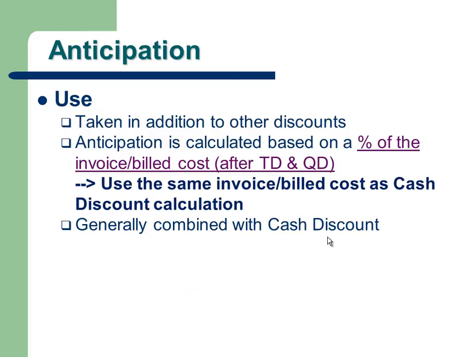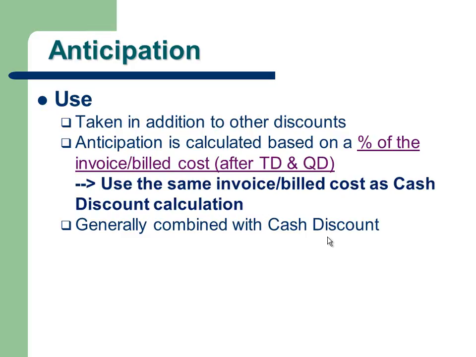The anticipation is taken in addition to all the other discounts, so trade discounts and quantity discount. After those were taken off, what's left is the billed cost, right? And cash discount is also calculated as a percent of billed cost. The same way, anticipation is an additional cash discount, so it is also calculated as a percent of the billed cost. In case you have zero quantity discount, then your invoice cost equals your billed cost. The invoice cost that is established after the trade discounts have been taken off will be your billed cost when there's no quantity discount, right?